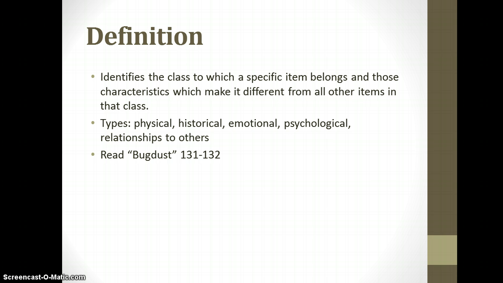A definition essay or argument will identify the class to which a specific item belongs, and those characteristics which make it different from all other items in that class. We can do physical definitions, historical, emotional, psychological, relationships to others. In your 5 Steps to a 5 book, an example of this might be bug dust, which you can find on page 132 and 131.